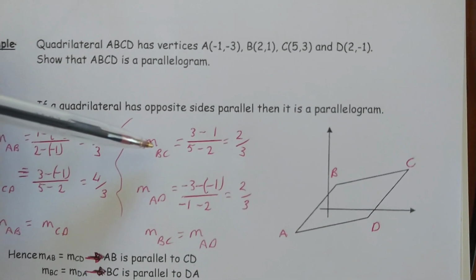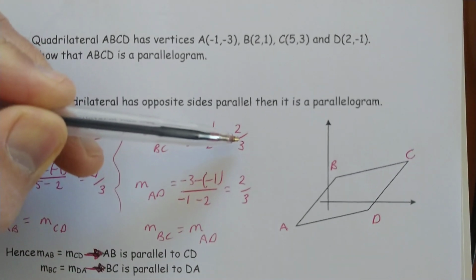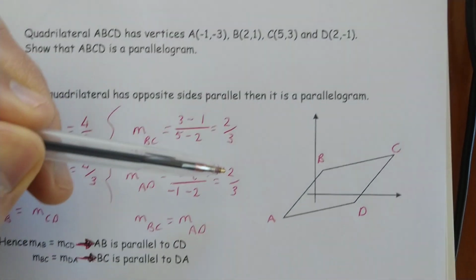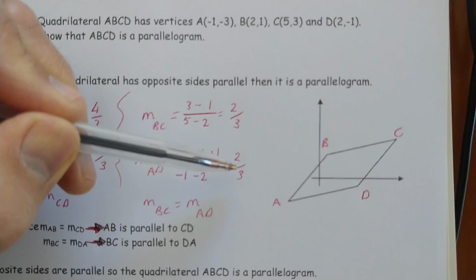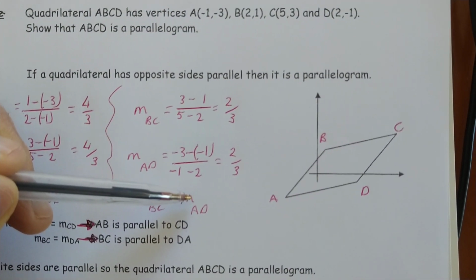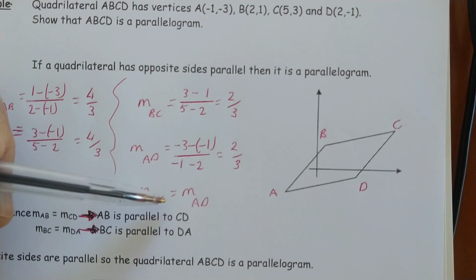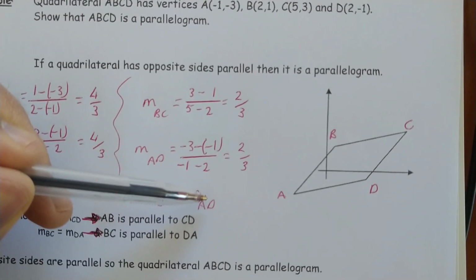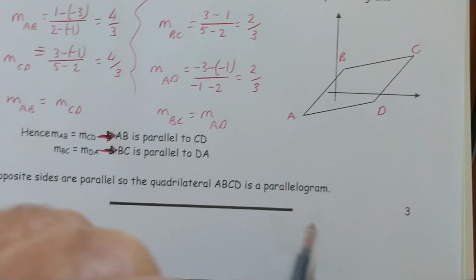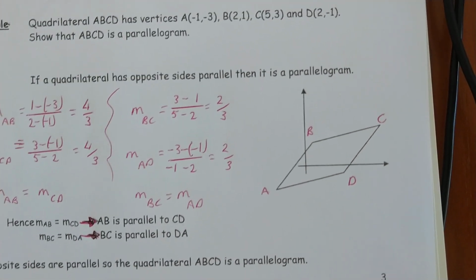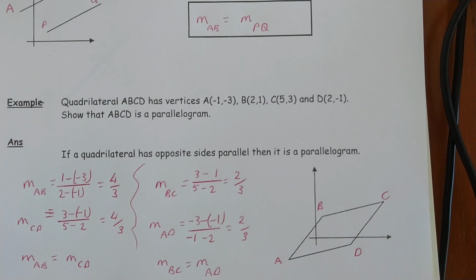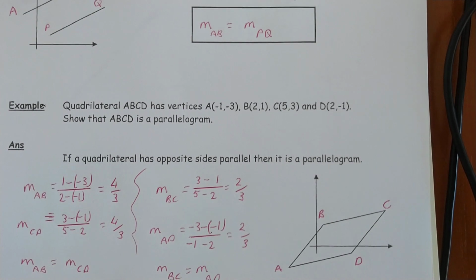Likewise, the gradient of BC works out as 2 over 3. Gradient of AD, changing y over changing x, also works out as 2 over 3. That means the gradient of BC equals the gradient of AD. Therefore, BC is parallel to AD. And then conclusion, opposite sides are parallel, therefore it's a parallelogram. And that should complete everything we need on the notes and everything you need to do for straight line task 1.